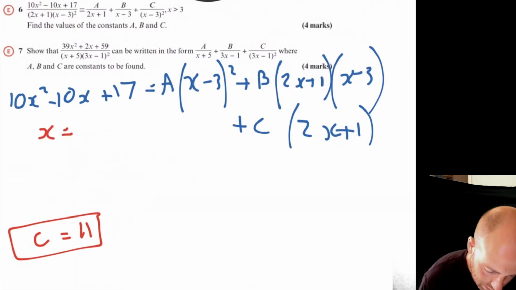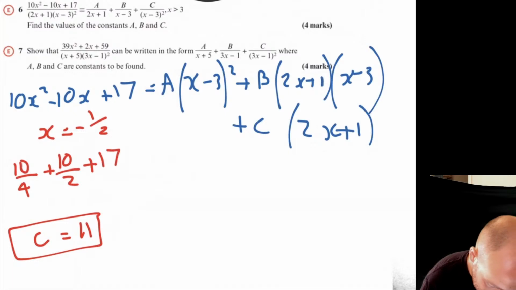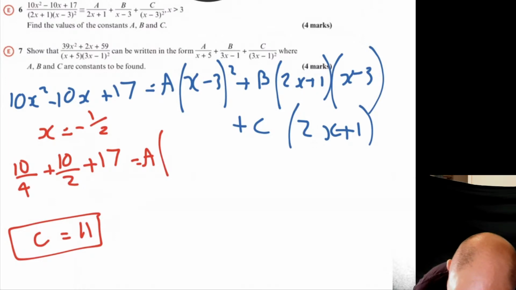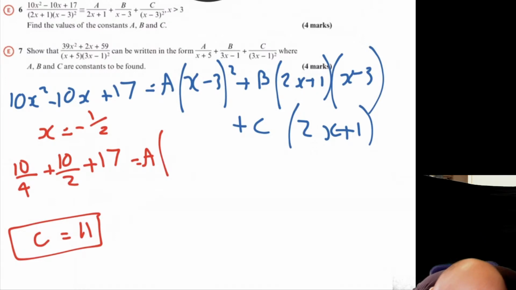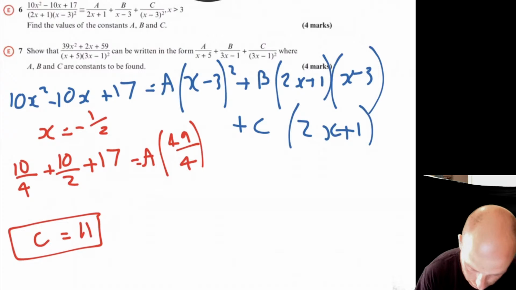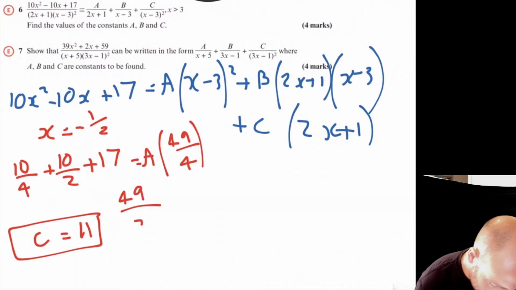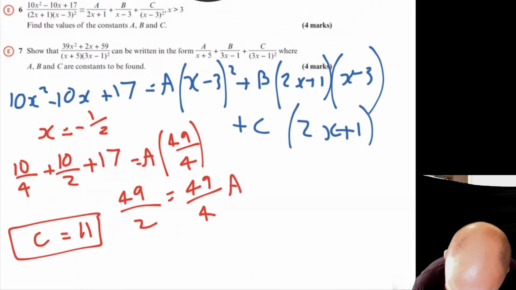Then let's put in x equals minus a half. So we get 10 over 4 plus 10 over 2 plus 17 equals A times minus a half take 3 squared, which is 49 over 4. So if you work out what's on the left there, 10 over 4 plus 5 plus 17, that's 49 over 2, which is 49 over 4 A. So we get A equals 2.